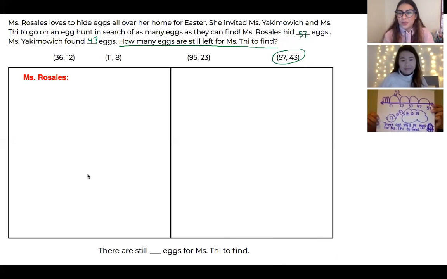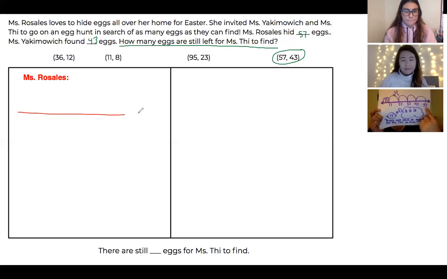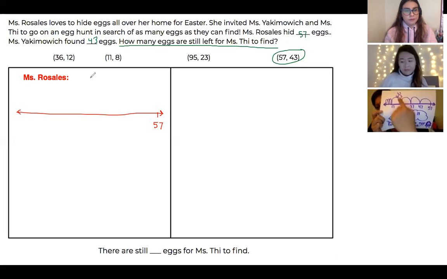Okay, so can you tell us, what did you do first, Miss Rosales? So I knew that I hid 57 eggs in all. And then I knew also that you had already found 43. So I wanted to find out how much was left over. So I decomposed the number into 40 and 3. And that means that there's 4 sets of 10. And I'm sorry, I forgot to label. Boys and girls, it's very important to label.